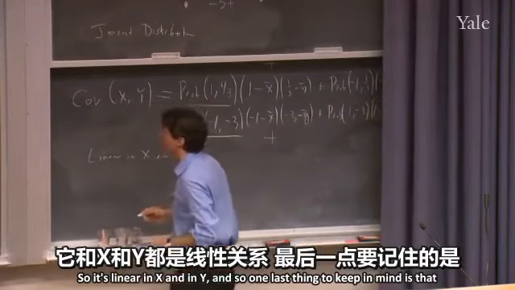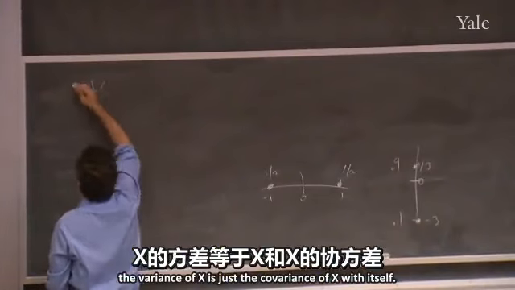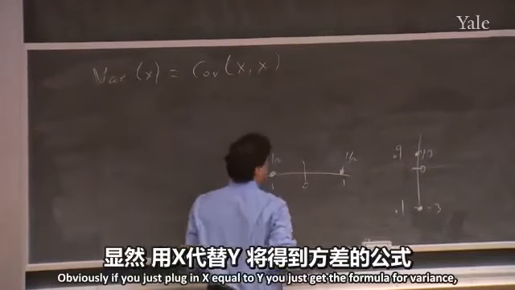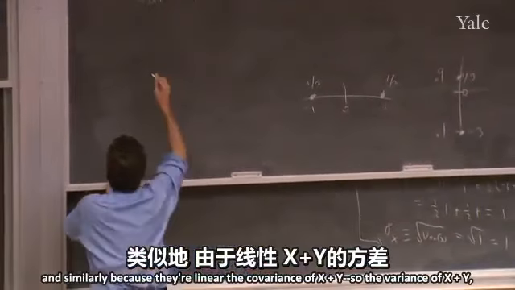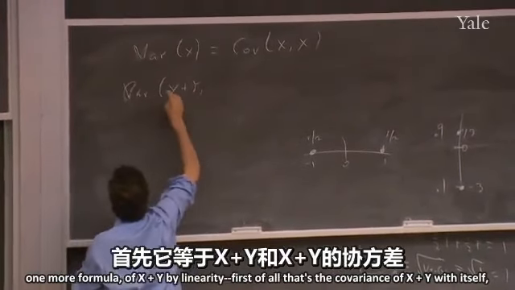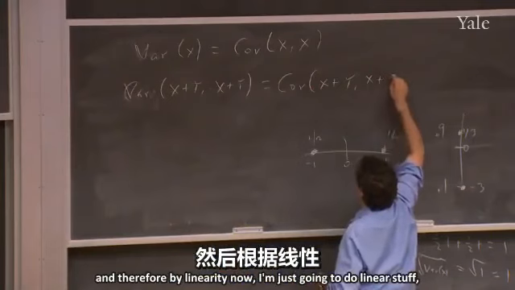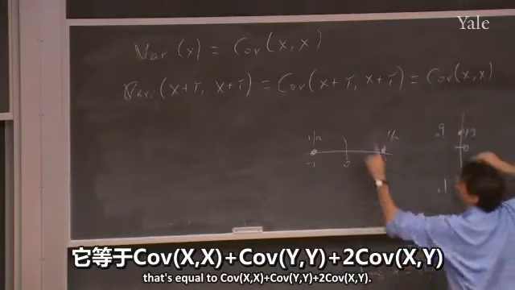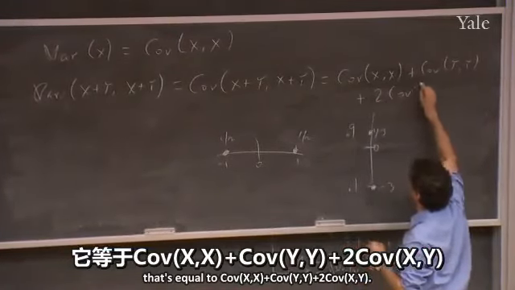and in y. And so one last thing to keep in mind is that the variance of x is just the covariance of x with itself. Obviously, if you just plug in x equal to y, you just get the formula for covariance. Okay, and similarly, because they're linear, the variance of x plus y, one more formula, is the covariance of x plus y with itself. And therefore, by linearity, that's equal to the covariance of x with x, plus the covariance of y with y, plus 2 times the covariance of x with y.